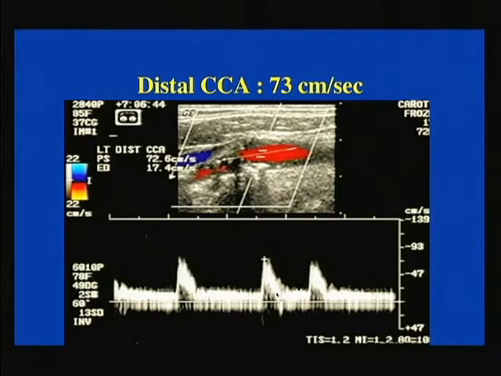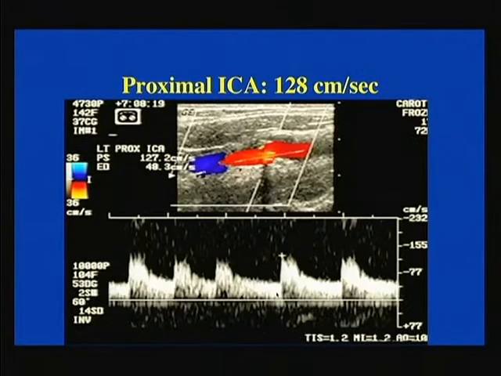Another case. Now, the distal common carotid artery is 73 centimeters per second. The proximal internal carotid artery is 128 centimeters per second.